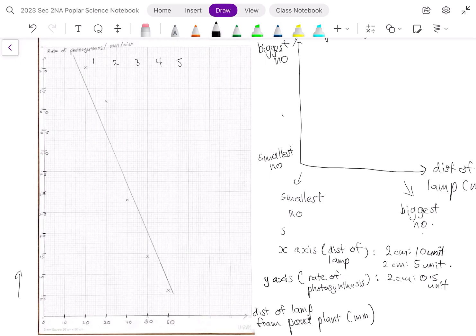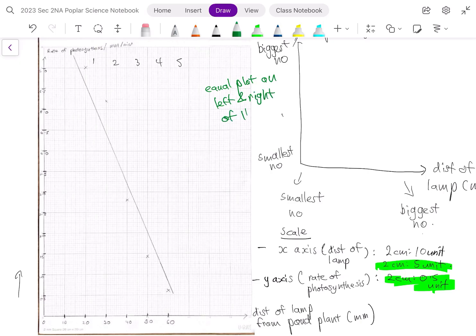Okay, so my scale, sorry, a bit messy. Okay, so follow this one, I think you can try this one and this one. Okay, so in terms of the best fit line, the plotting, right? Okay, you have equal plots on the left and right of the line. Okay, so usually best fit line, it will not pass the plots. Okay, line won't pass plots.